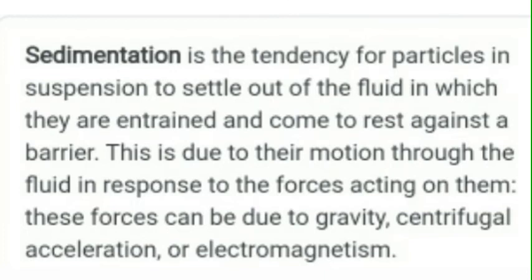These forces can be due to gravity, centrifugal acceleration, or electromagnetism. So, sedimentation works on three basic principles: gravity, centrifugal acceleration, and electromagnetism. On the basis of these, it works.